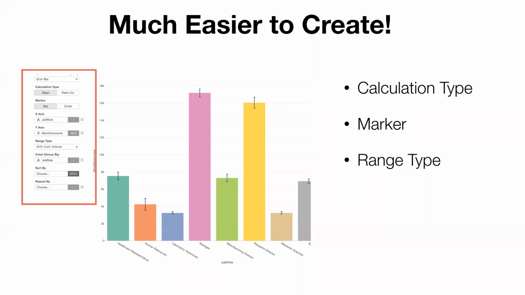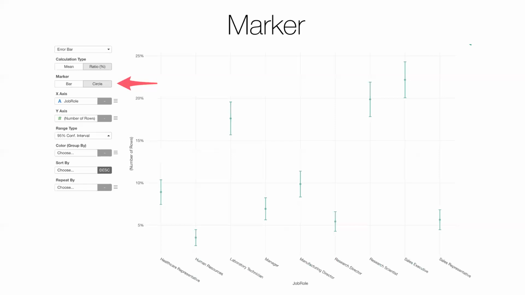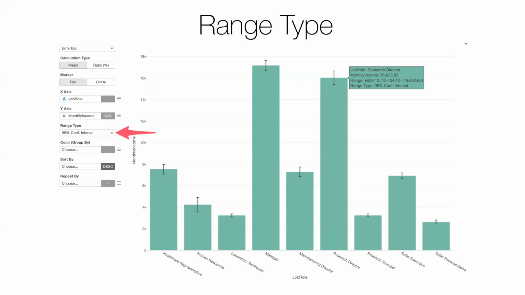So what we did is, on the left-hand side control area, we exposed the calculation type, marker, and also range type. These used to be under the menu next to the y-axis or color in that area. But now they're exposed as first class, so you can switch between them very easily. If you want to change between a mean or average or ratio, you can do that. And if you want to change the marker type from a bar to a circle, you can do that from this UI. And then you can select the range types. Let's say that you might want to show 95% confidence interval, and you can do that as well.